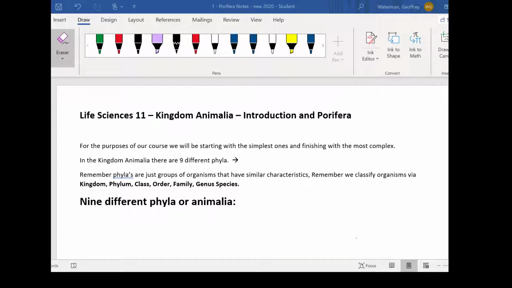We're starting with Animalia, and we're going to be starting from the simplest ones and finishing with the most complex. Kingdom Animalia is made up of 9 different phyla, and if we remember from before spring break, phyla are just groups of organisms that have similar characteristics. We classify organisms based on their kingdom, phylum, class, order, family, genus, and species.